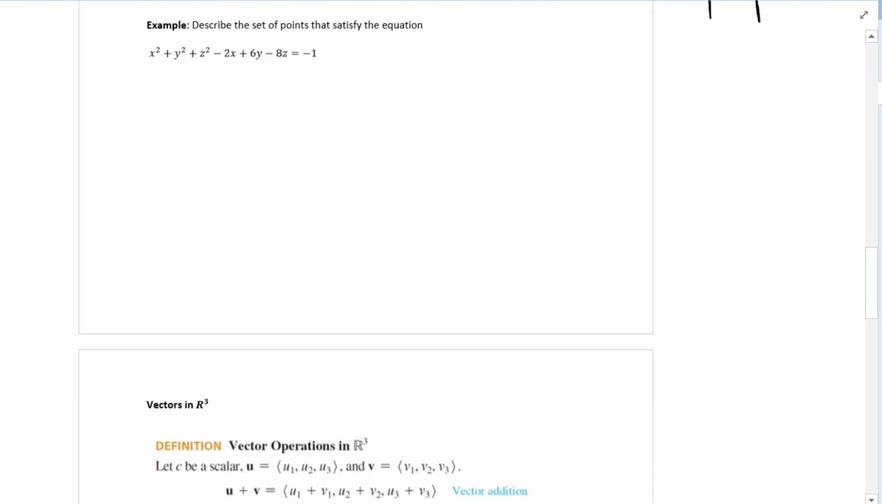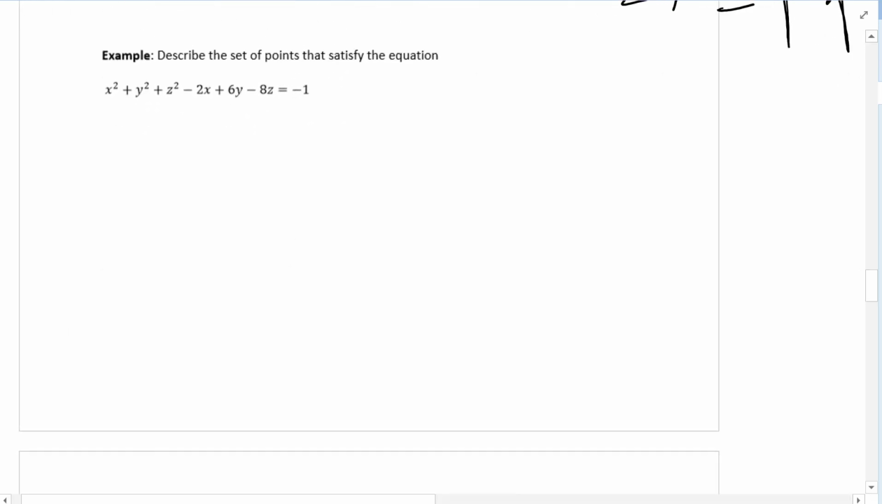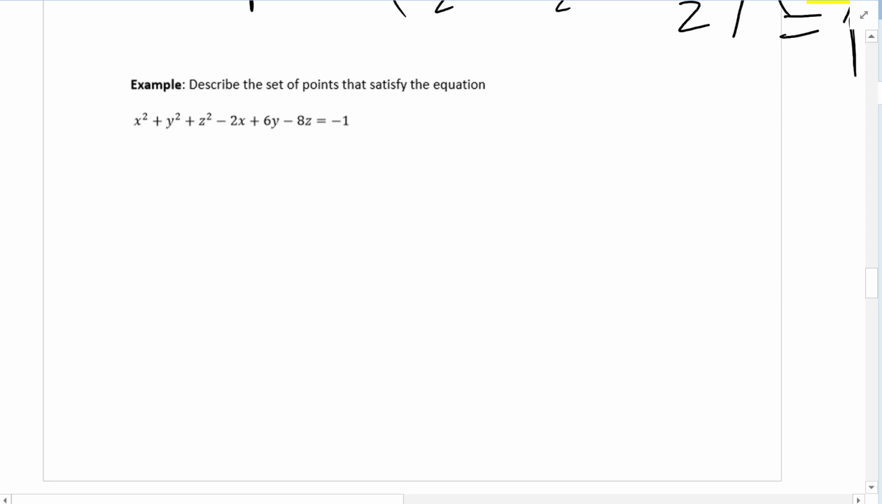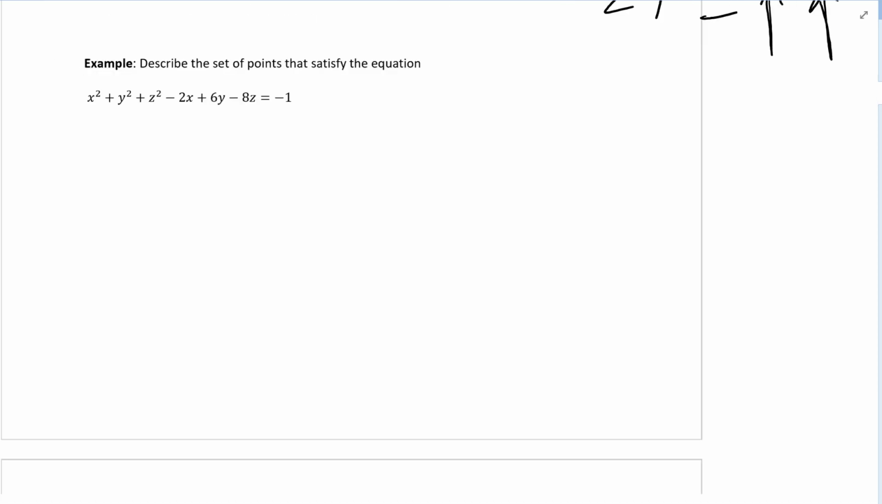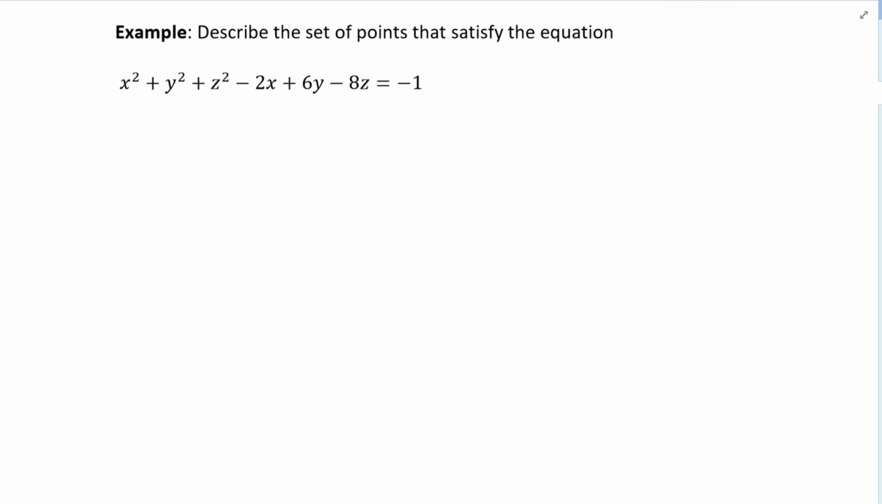Let's take a look at another problem. Describe the set of the points that satisfy the equation x squared plus y squared plus z squared minus 2x plus 6y minus 8z equals negative 1. The experience is telling me that this looks like the equation of a sphere, but in order to do that, we need to complete the square. So I'm going to copy these two together, I'm going to copy these two together, and I'm going to copy these two together.